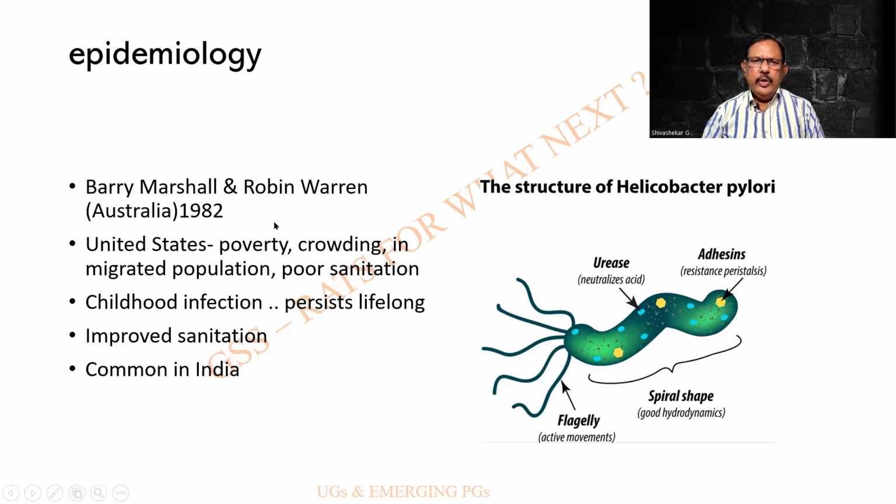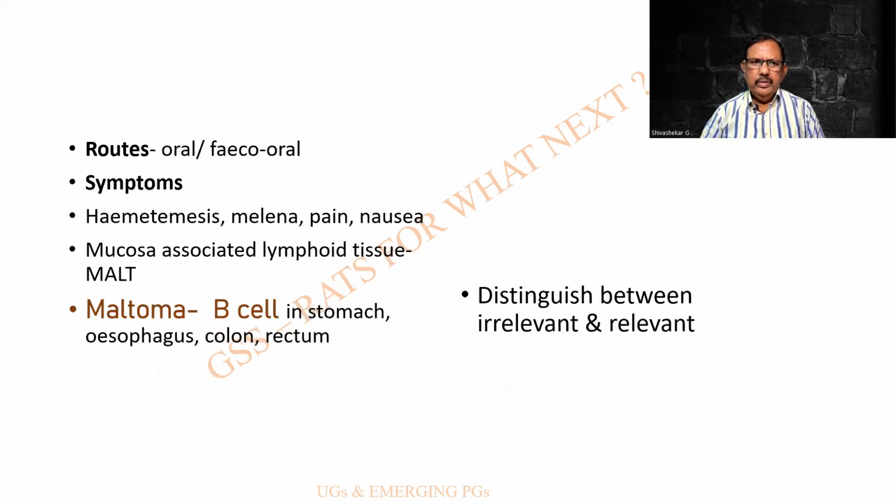Even in countries like the United States, it was common due to poverty, crowding, migrated population, poor sanitation. If it is a childhood infection, it can persist for a long time. And in India, it is presumed that nearly 70 to 80% of the population has been inflicted with it. The routes of spread are oral or fecal-oral.